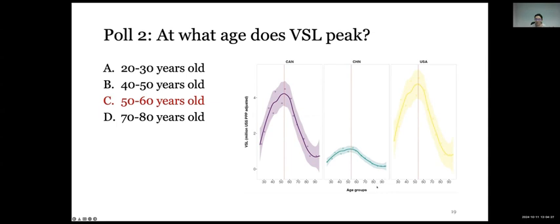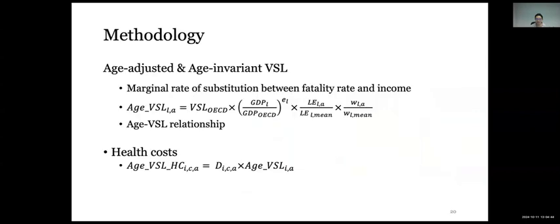I wanted to emphasize that using different valuation methods, the peak age might change. Again, this is only the result for this study, and if you use different valuation methods, you probably have different results. And that sort of summarizes the value of social life.